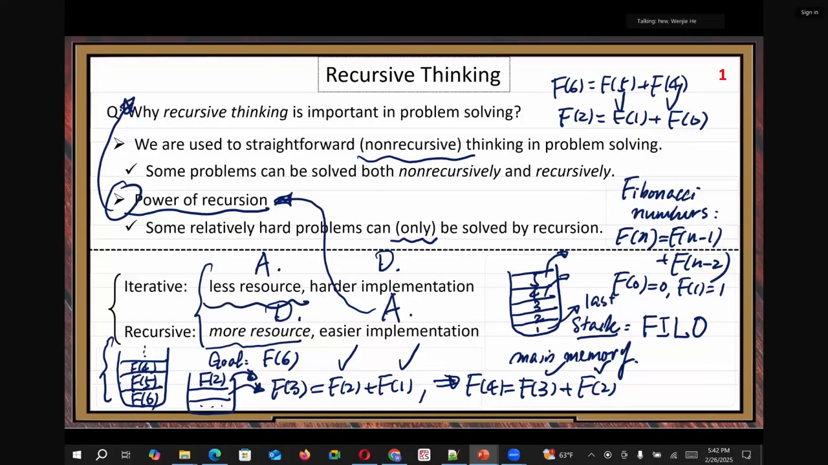Later, after we discuss the power of recursion, then we can come back to consider how we can improve. Because the stack is too deep, can we shrink it? Make the stack not that deep and use less memory resource. All right.